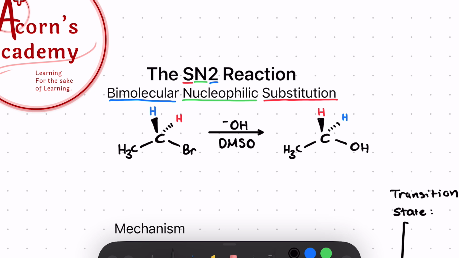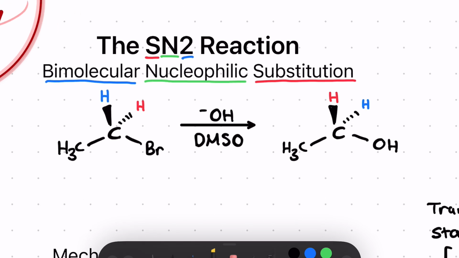The SN2 reaction is a type of substitution reaction, right? And in a substitution reaction, we are replacing one group. In this case, we're starting with this alkyl bromide here, and we're replacing it with another group. So we're going to substitute one group or atom with another group or atom. That's the S part of SN2.